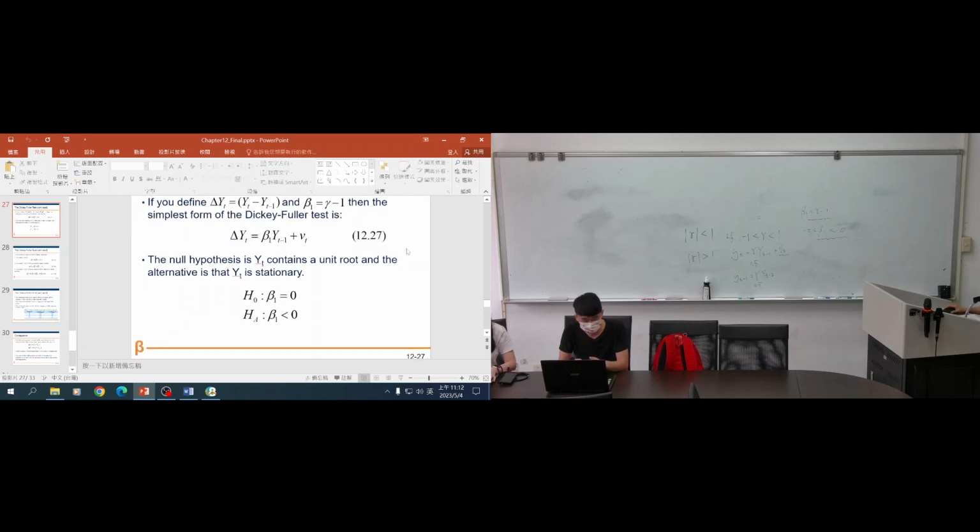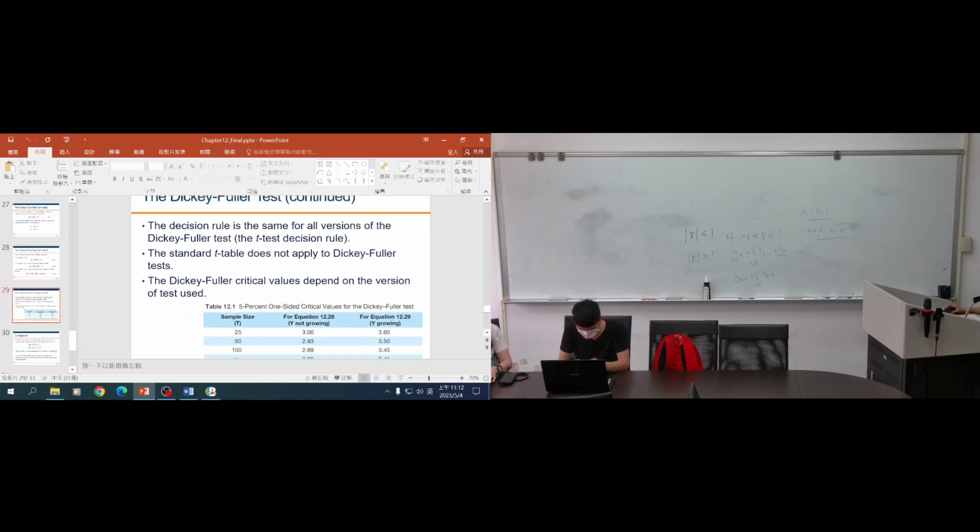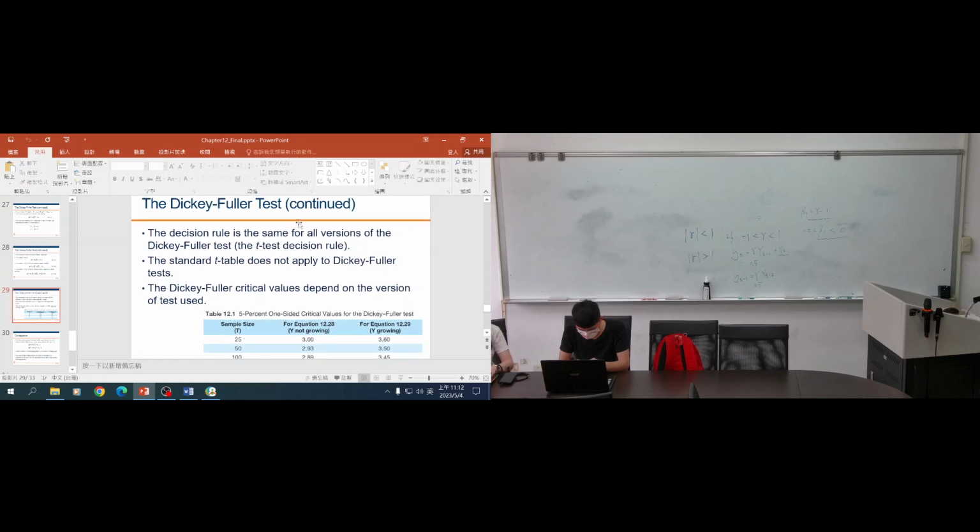Actually, the Dickey-Fuller test is pretty similar to the t-test, but a little bit different. If we use the computer output, usually they will give you the result based on the Dickey-Fuller test, which is also similar to a t-distribution, but not really a t-distribution. Okay, we will see that output later on.